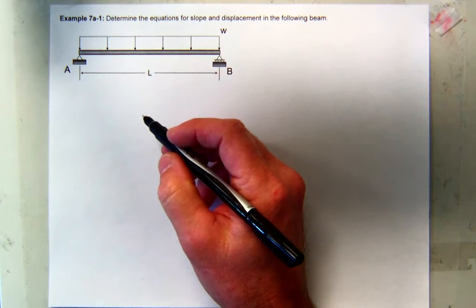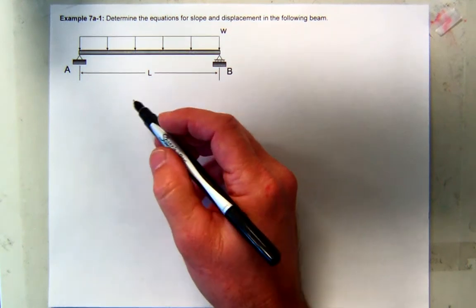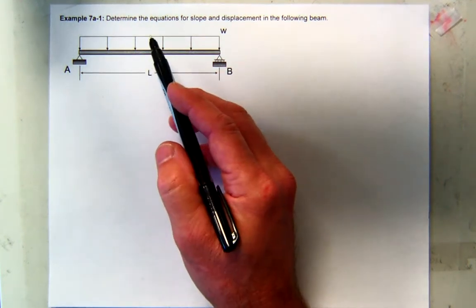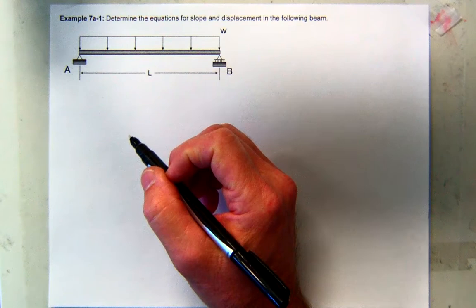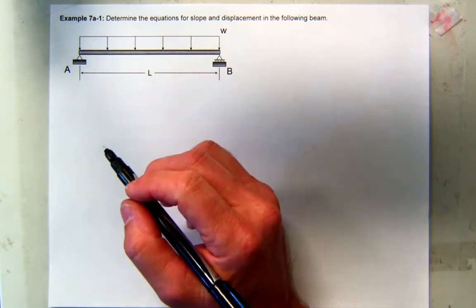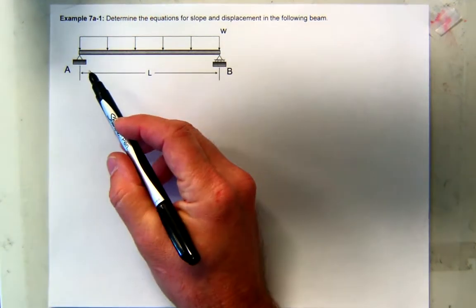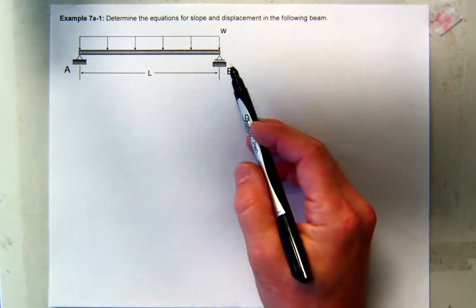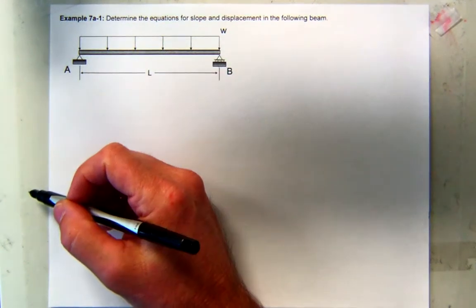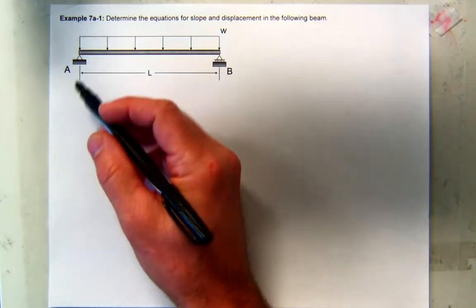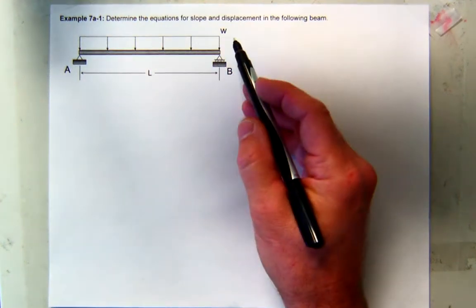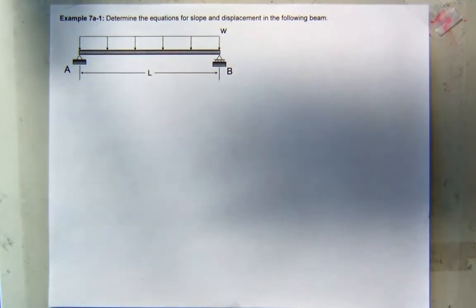So our technique that we have right now is direct integration, so we have to be able to write an expression for moment in this beam. So let's do that. I guess the first question to ask yourself is, can you write one equation for moment in the beam? Yes, the answer is yes. You can see the load is continuous, so we should be able to find the moment. So let's do that.